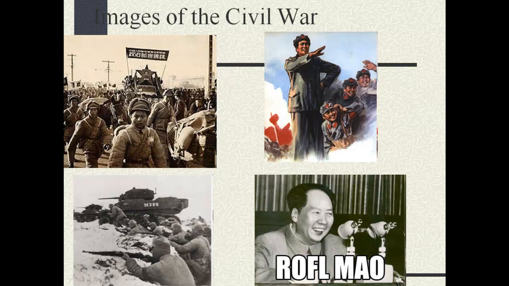Okay, here you have some of the images of the Civil War. And here you have Mao, who causes a great change in China into the idea of communism. And here you have this funny picture in the lower right hand corner of Mao. And of course, you're familiar with the expression ROFL, which means rolling on the floor laughing.